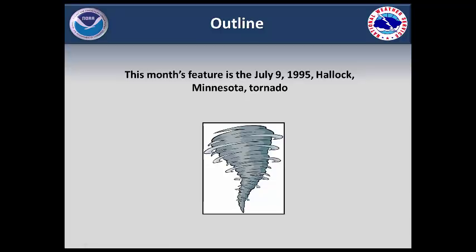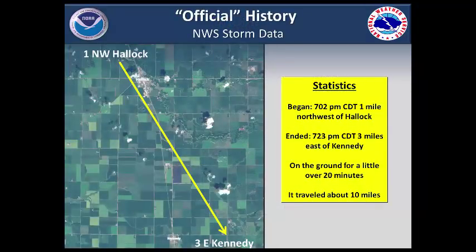So this month let's take a closer look at the July 9th, 1995 Hallock tornado. The official record of this tornado can be found in the National Weather Service publication called Storm Data. In Storm Data, the entry says that the tornado touched down about a mile northwest of Hallock just after 7 p.m. It tracked 10 miles south and southeast and lifted east of Kennedy, Minnesota.